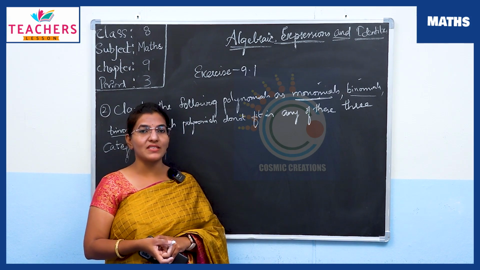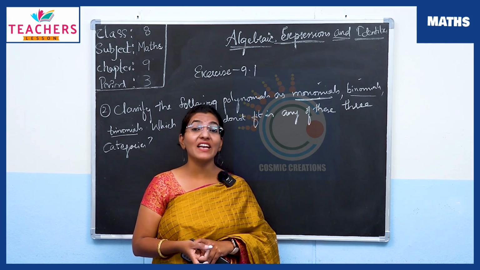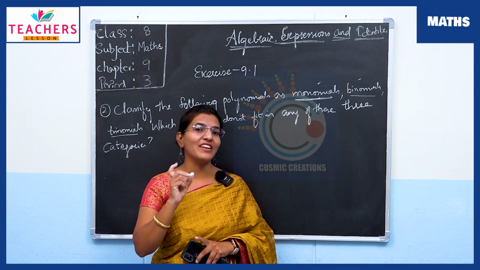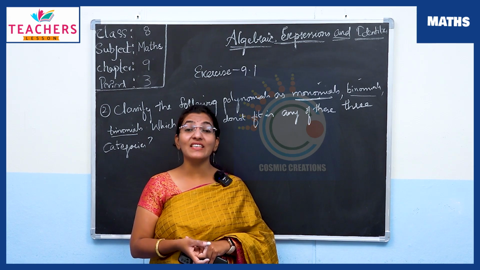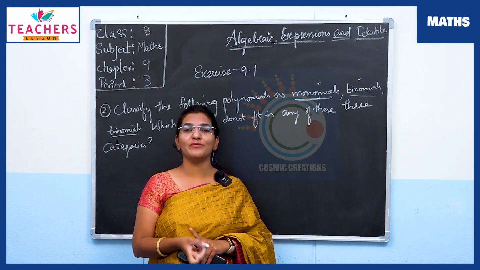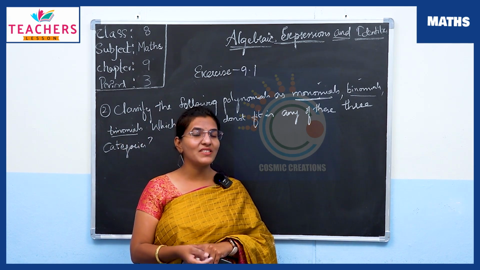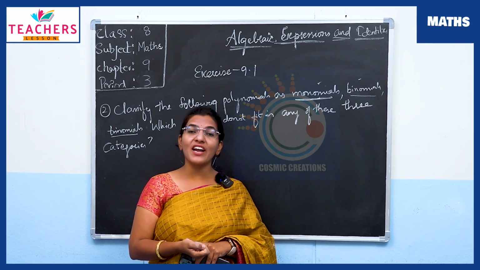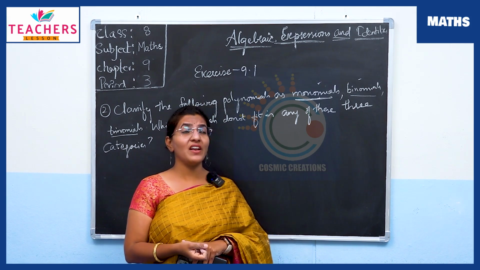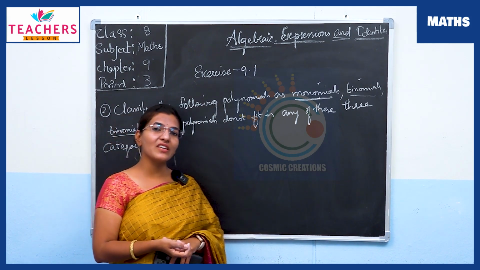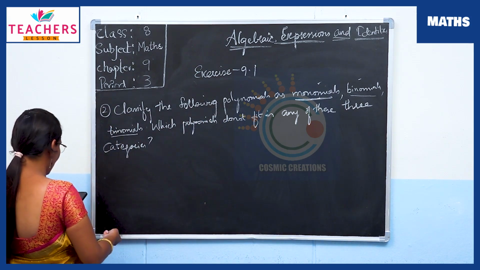So hope you have remembered yesterday's class, right? What is a monomial? A monomial is nothing but an expression which contains only one term. Very good. Next, what is a binomial? A binomial is an expression which contains how many terms? Yes, two terms, right? And what is a trinomial? An expression which contains three terms, right? And more than three terms, how have we categorized that? Yes, it is a polynomial. Very good. So now let's do the questions.